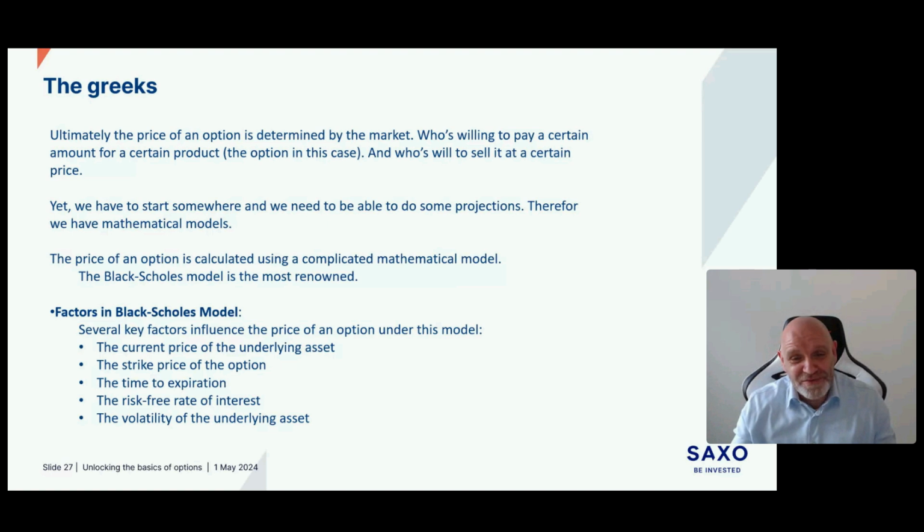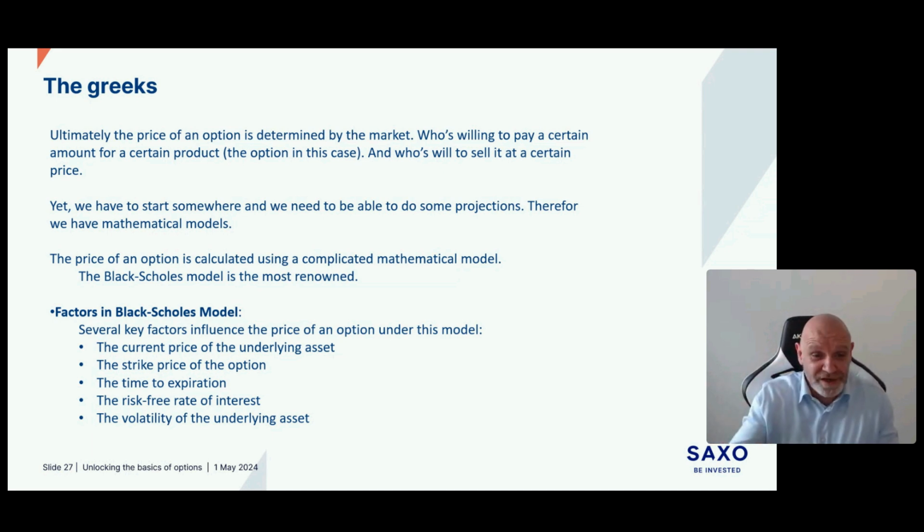The price of an option is determined by a couple of important factors. Usually, the price of the underlying asset, the price you agreed upon, the strike price, and the time till expiration. An option that is valid only for a day is usually much cheaper than an option that is valid for a year. Then the risk-free rate of interest, and of course the volatility. What does the market think that the price of the underlying will do?